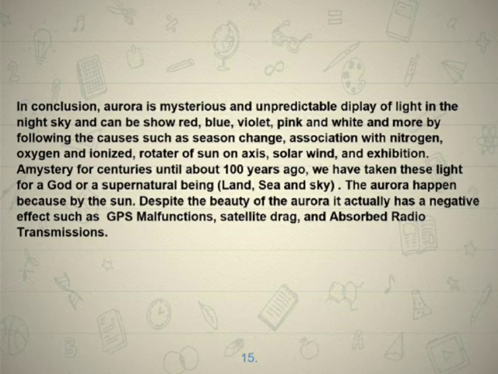In conclusion, aurora is a mysterious and unpredictable display of light in the night sky and can be shown red, blue, violet, pink, white and more, following causes such as season change, interaction with nitrogen, oxygen and ionized particles, and the rotation of the sun on its axis. It was a mystery for centuries, until about 100 years ago, when we took this light for a god or a supernatural being over land, sea and sky.